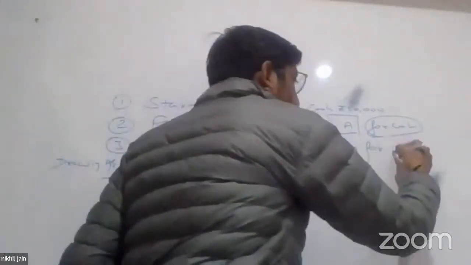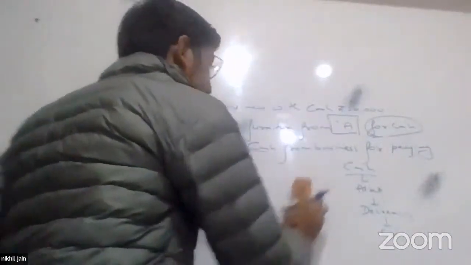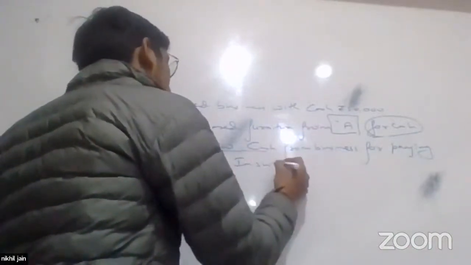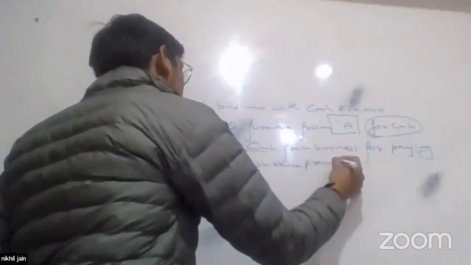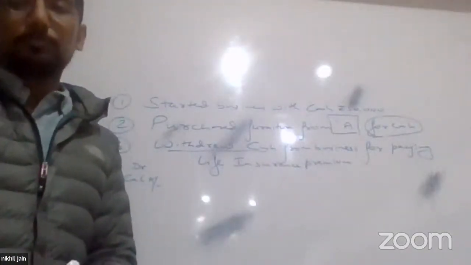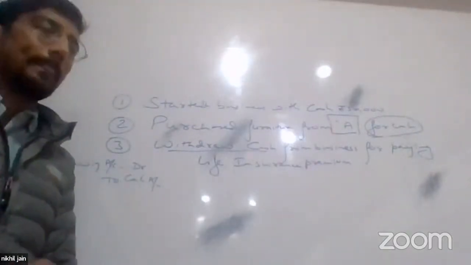Now, if I use withdrew cash from business for paying life insurance premium, what will happen? The same entry will be passed, because the life insurance premium is for the proprietor's personal use. Very good.